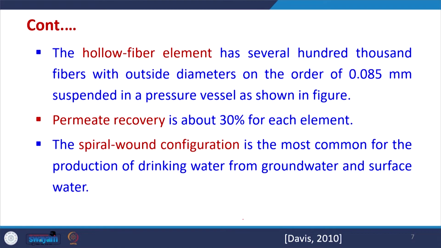A hollow fiber element has several thousand fibers with an outside diameter of the order of 0.085 millimeter suspended in a pressure vessel. The permeate recovery is about 30% for each element, and the spiral wound configuration is most common for production of drinking water from groundwater. So, if the groundwater contains a lot of TDS and other things, then the spiral wound configuration is most commonly used.